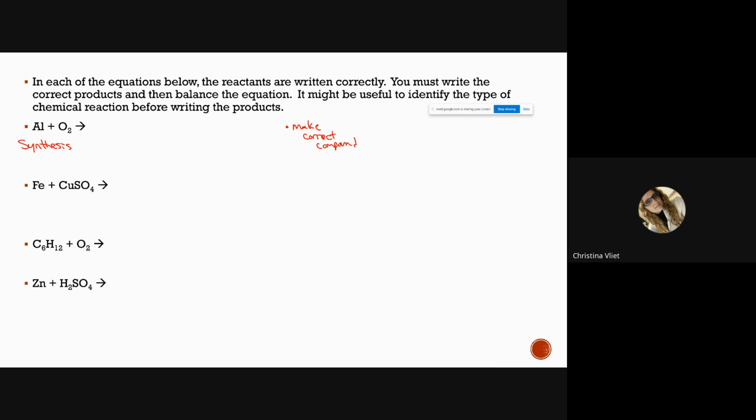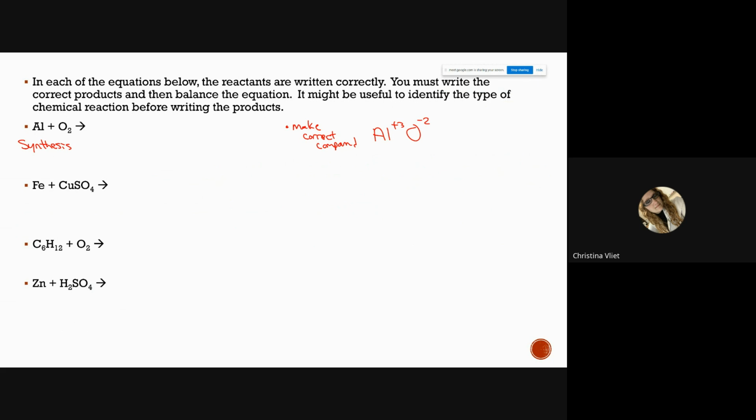This is where, for those who didn't get it in freeze, this is where they went wrong. They just went AlO2, and they were like, smush, that's it. That's not how aluminum and oxygen combine. How do they combine? Aluminum has what charge? +3, because we memorized that, right? It's in group 13. And oxygen has -2.